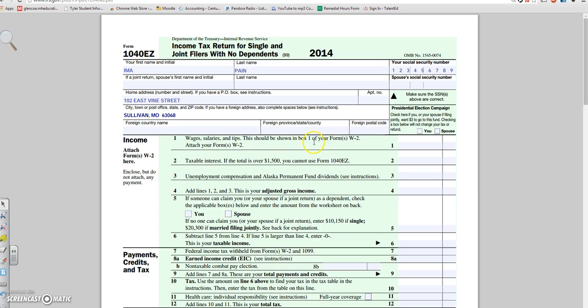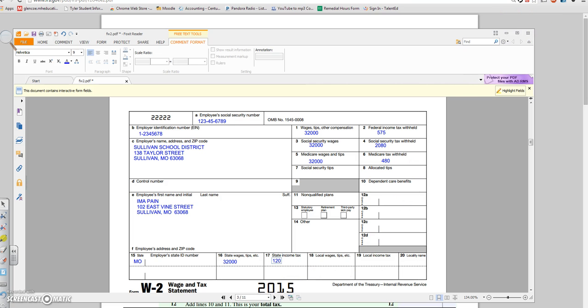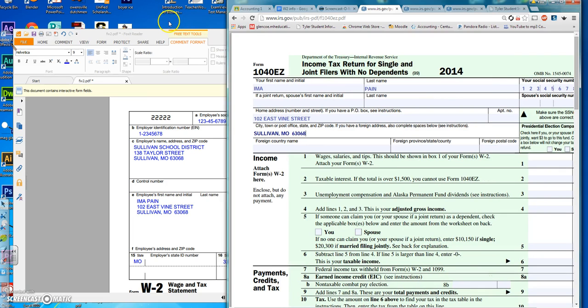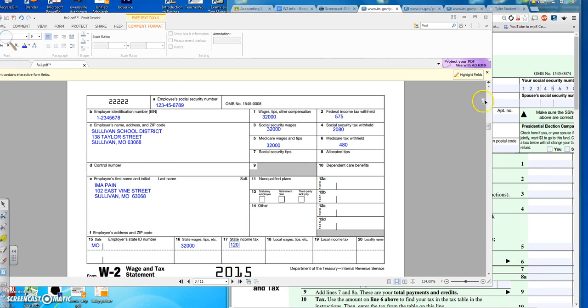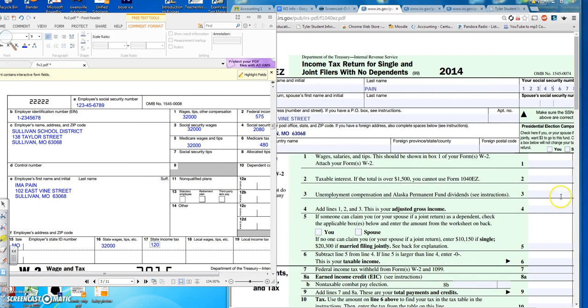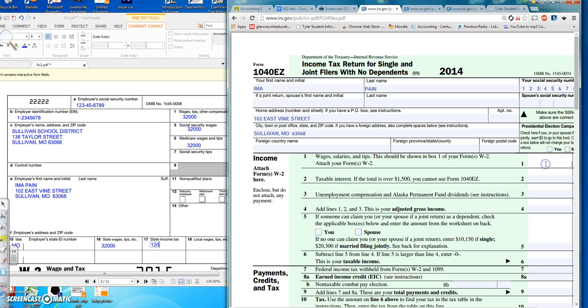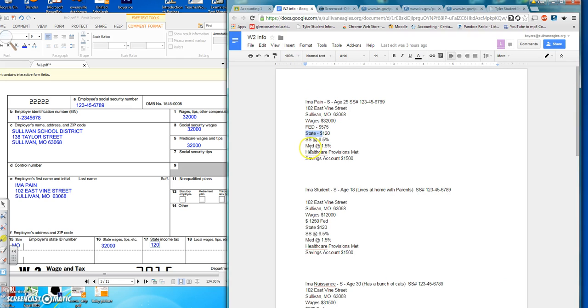It says wages, tips, and salaries should be box 1 of my W-2. I'm going to go back and look at my W-2 at the same time I'm doing this form, and I can put these screens together so that I can see my W-2 on one side and my completed 1040EZ on the other. So box number 1 is going to be $32,000. Taxable interest is the information given to you on the W-2 info sheet, and our taxable interest from our savings account is $1,500.